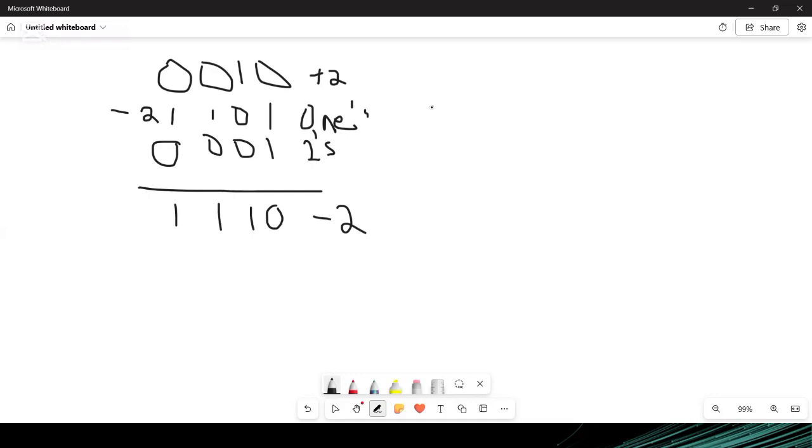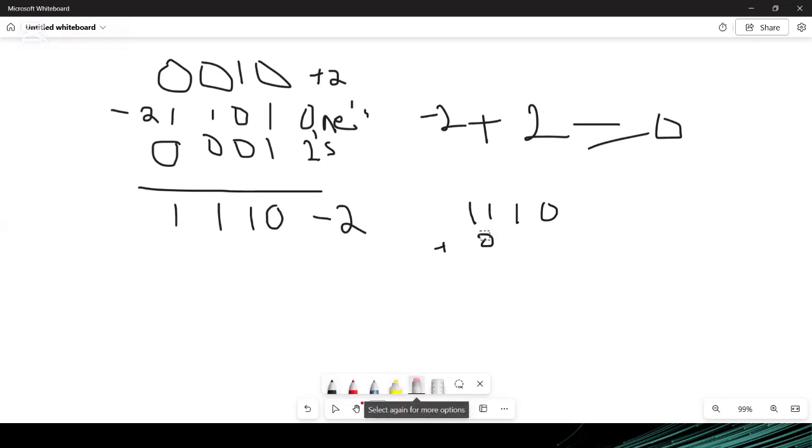So we're going to do -2 + 2. It should give us 0. So -2 is 1, 1, 1, 0, then plus 0, 0, 1, 0. So this is -2, and this is +2. So it should give us 0.